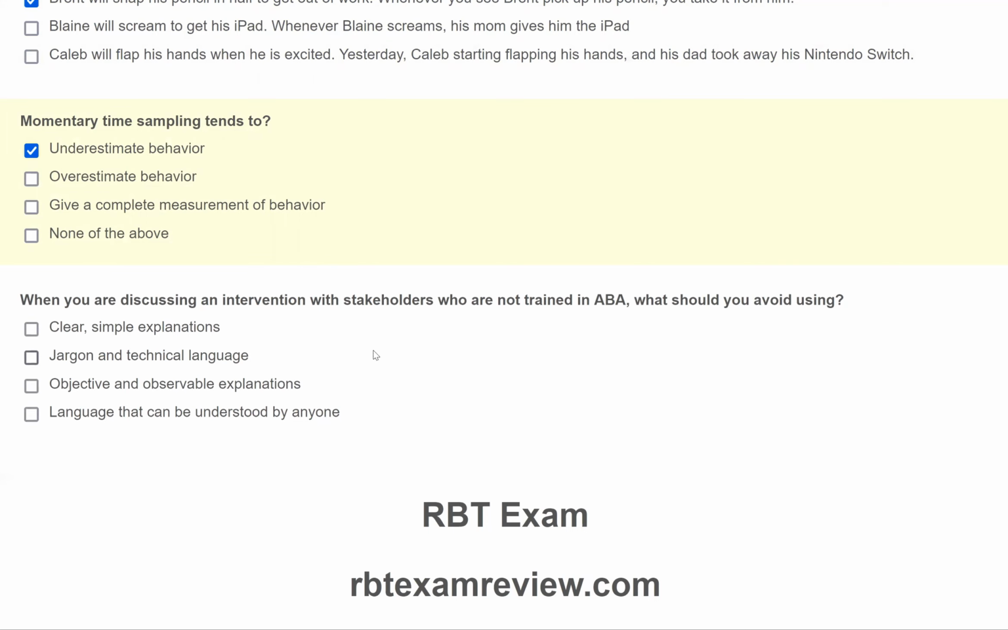C, objective and observable explanations. Yes, we don't speak in mentalistic terms. And then D, language that can be understood by anyone. Yes, always speak in a way that they can understand. We're not there to show off. We're not there to show them up. Okay. We're there to make them understand. And we do that, okay, by avoiding jargon and technical language. Fantastic.